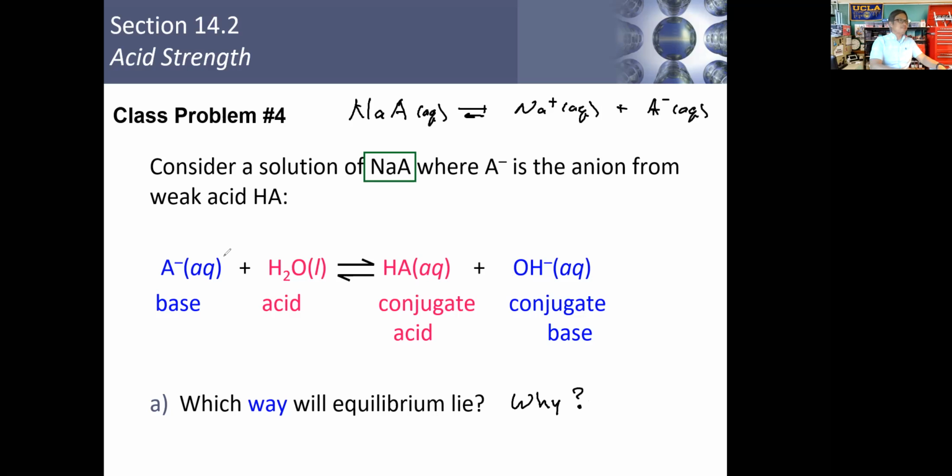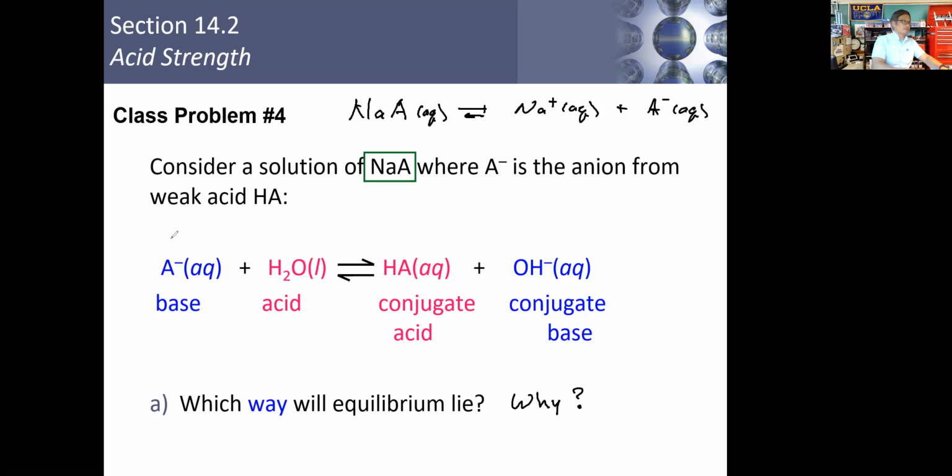The reaction is basically, let me write out this reaction. This is going to be the anion here. Since it's a base, it's going to accept a hydrogen from one of the hydrogens of the water molecule. So it's going to pick up a hydrogen ion from water, and in doing so, it's going to form the conjugate acid, leaving us with the hydroxide ion here.